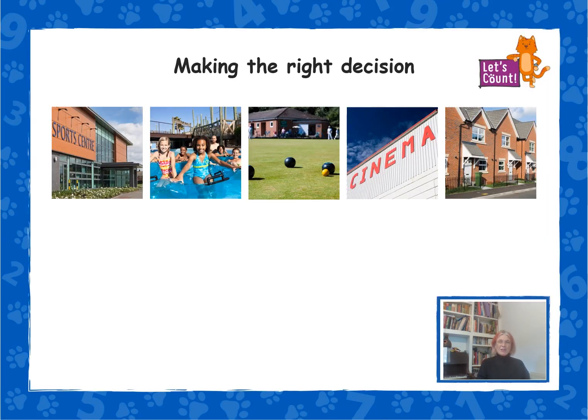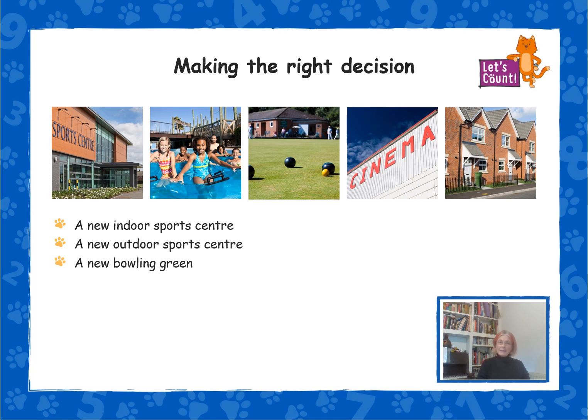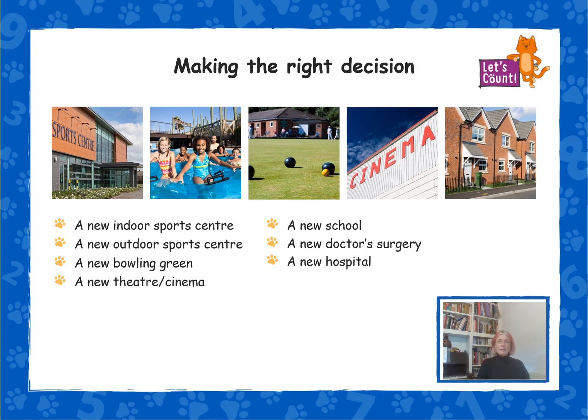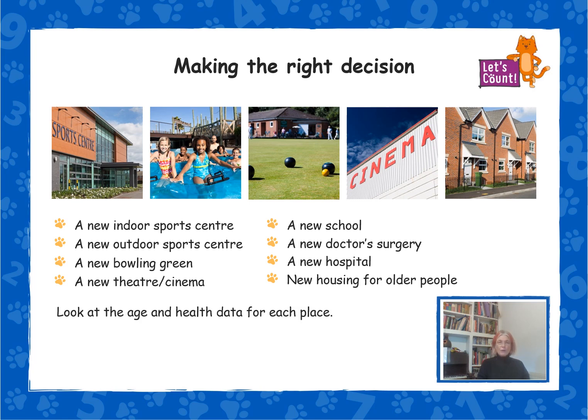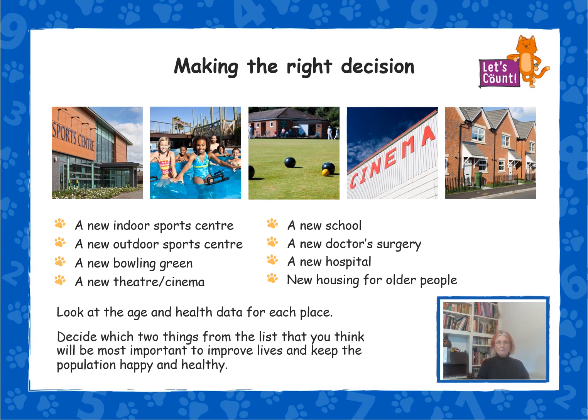You've had lots of chances now to discuss the data that's been presented to you about the ages and the health of people in 2 areas of the country, and perhaps to discuss the same data for the population in your area. Now we really need to go for it and make some decisions. You're going to look at the age and health data for each of the places that you've considered, and I'm going to ask you to decide on 2 things from that list that you think will be most important to improve the lives of this population and to keep people happy and healthy.